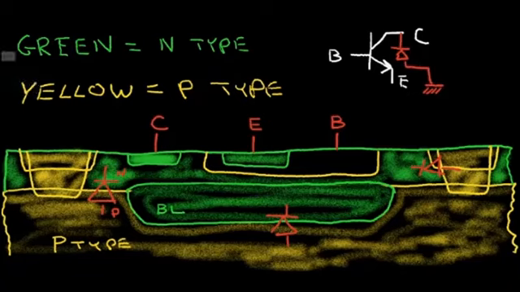So let me, so the document's a little less cluttered, I'm going to erase our diode here. And let me highlight the base region. This is P-type material under the emitter here.